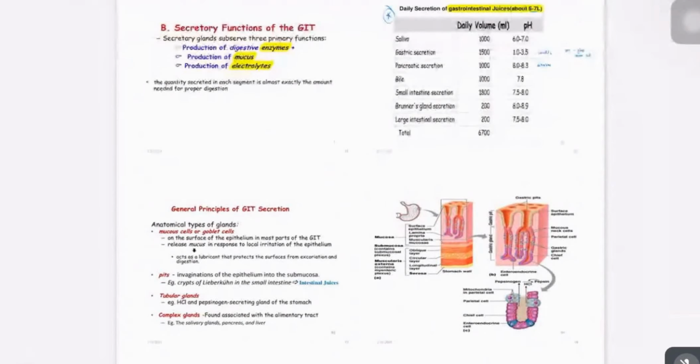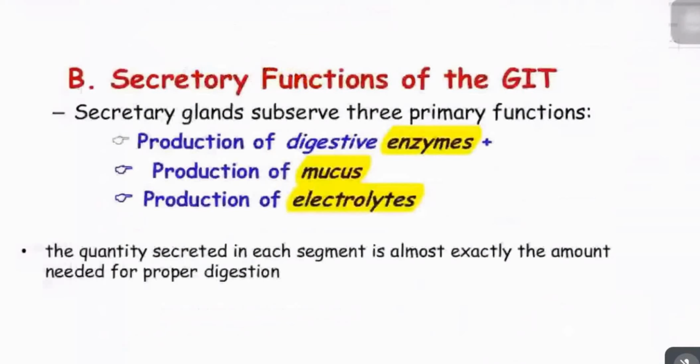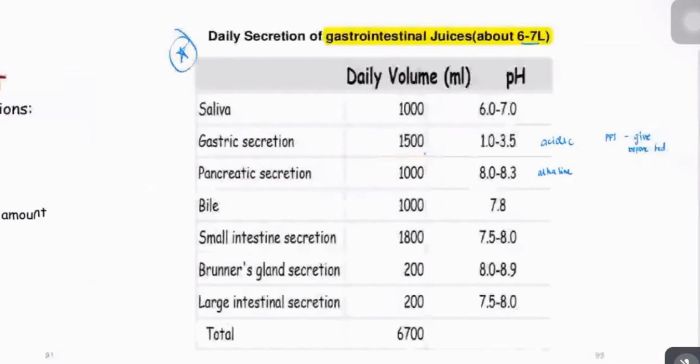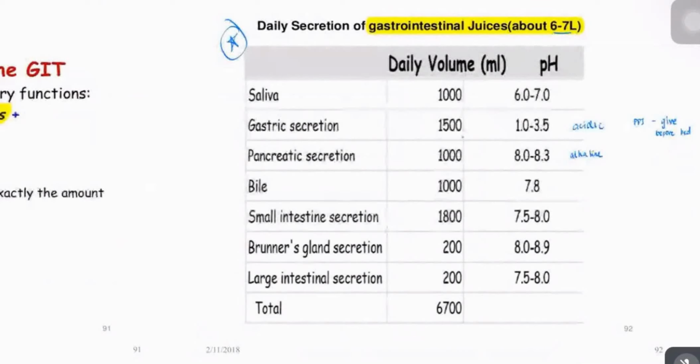So next one, the secretory function of your GIT, secretory glands. The three primary functions are the production of digestive enzymes, production of mucus, and production of enzymes. The quantity secreted in each segment is almost exactly the amount needed for proper digestion. Now, you have to memorize that the daily secretion of your gastrointestinal juices is about 6 to 7 liters.